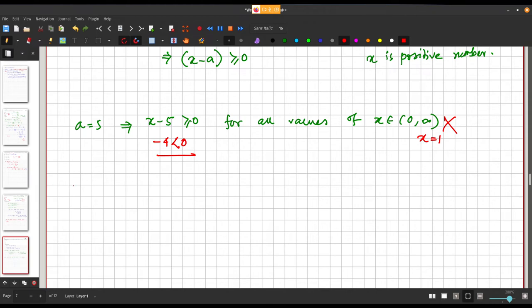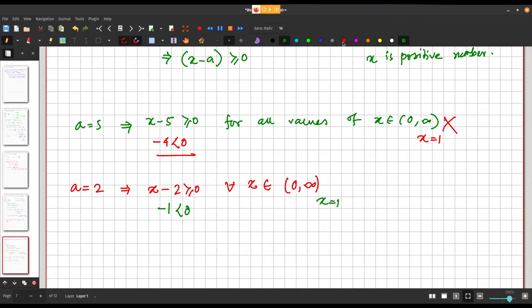than 0. Similarly, for a equal to 2, the condition will become x minus 2 is greater than or equal to 0 for all x belonging to 0 to infinity, and we can use the same x equal to 1 point here. For that this will become minus 1, and that is less than 0, so this condition is also not true.